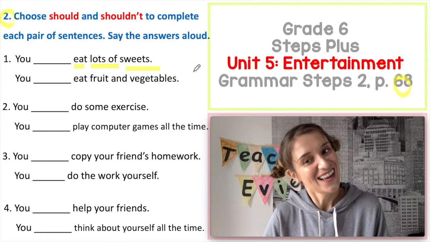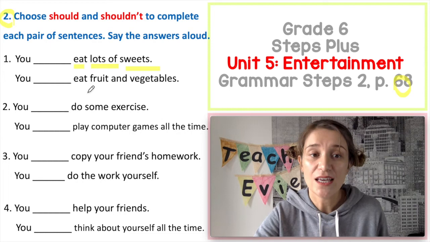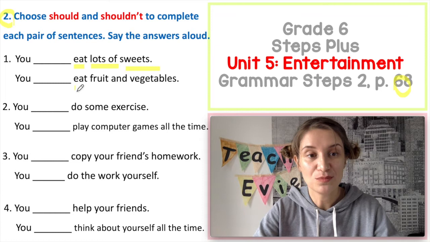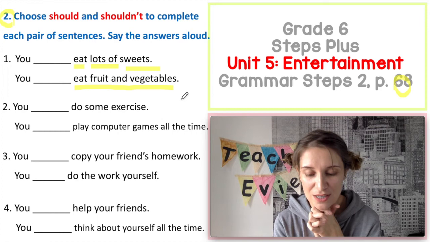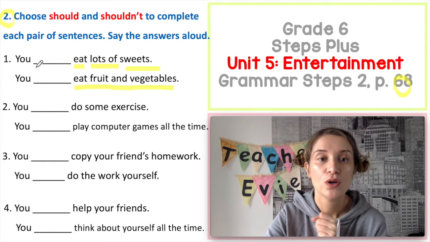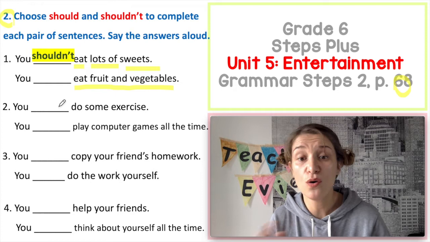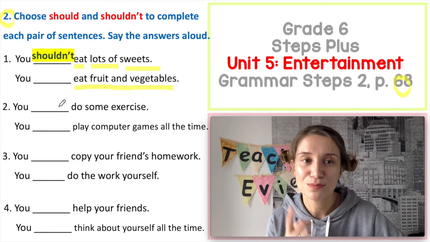Jak nie wiemy, to idziemy jeszcze do drugiego zdania w parze. You eat fruit and vegetables. Eat fruit and vegetables. Jeść owoce, fruit and vegetables, i warzywa. Które damy powinieneś, a które nie powinieneś? The first sentence in the pair, you shouldn't. You shouldn't eat lots of sweets. They're not healthy. One nie są zdrowe dla ciebie. They're bad for your teeth. They're bad for your body. Są złe dla twoich zębów, złe dla twojego ciała. Nie powinieneś jeść dużo słodyczy.